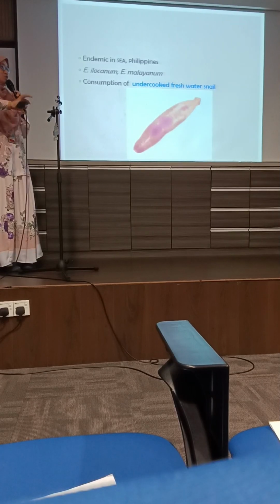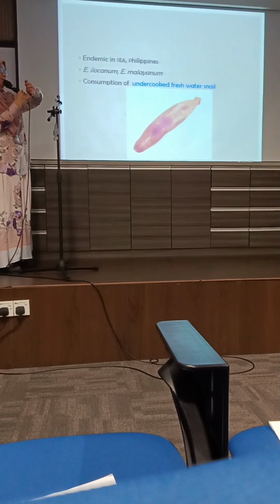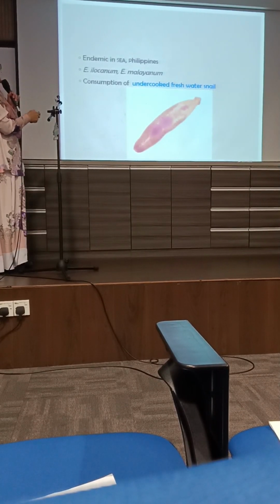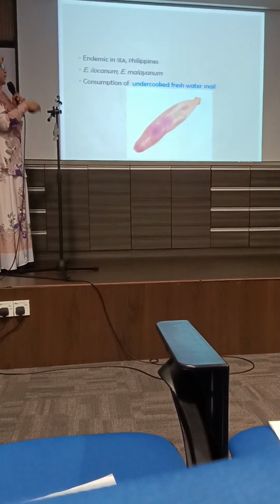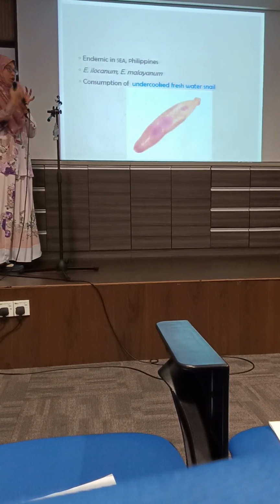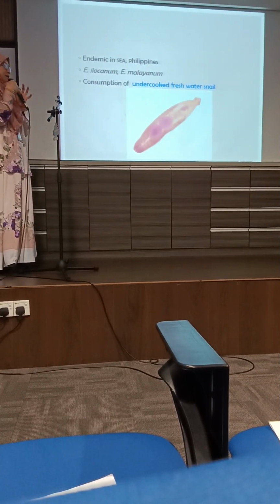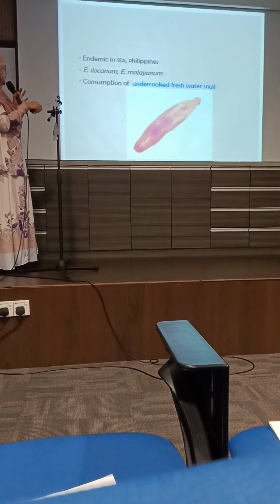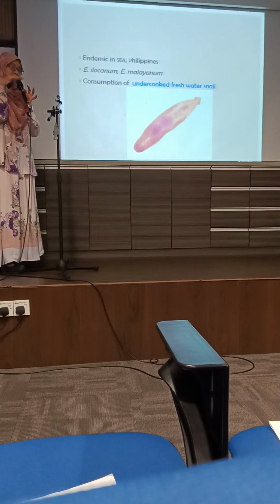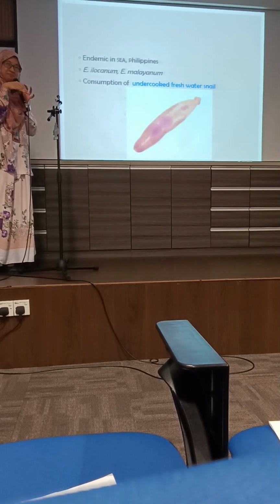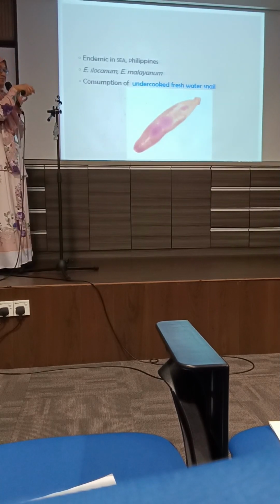Echinostoma is the second. Echinostoma is quite smaller compared to Fasciolopsis buski. Echinostoma is endemic in Southeast Asian countries and the Philippines. We have a few Echinostoma species of medical importance, but here in Malaysia we have Echinostoma ilocanum and Echinostoma malayanum. Malayanum because the first case was reported in Malaysia. That's why we call it that. Why not Malaysianum? It doesn't sound nice. Malaya sounds nicer.